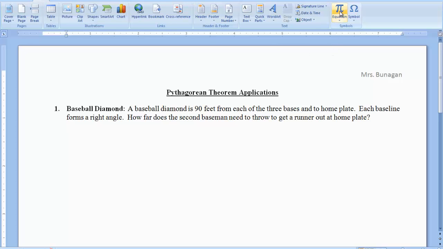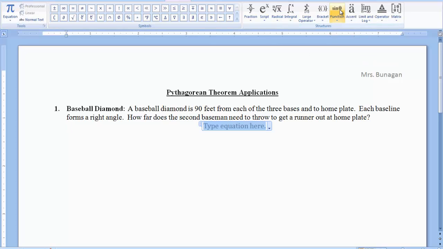Go to the Insert tab and over to the pi symbol. When you click on the pi symbol, there will be these options. Click on the Script tab to create exponents in your equation. Click into the base box to put in 90. Click into the exponent box to put in a square.